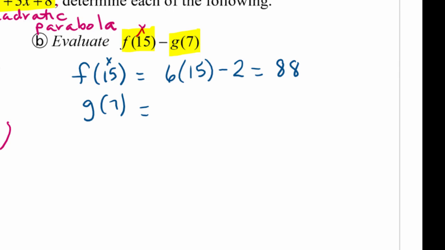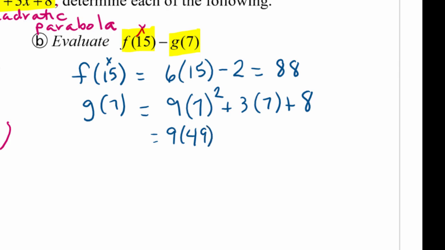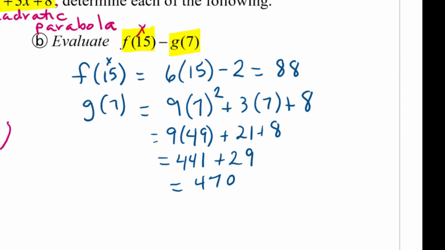Now g of 7, that's our parabola, and this one's going to be a little bit more steps, isn't it? But I'm substituting in my 7 first. I'm going to do order of operations with the 7 squared, so that's 49. So 9 times 49 plus 21 here plus 8. And then here I get 9 times 49, which is 441, plus then I have here a 29, and so that looks like we've got 470.